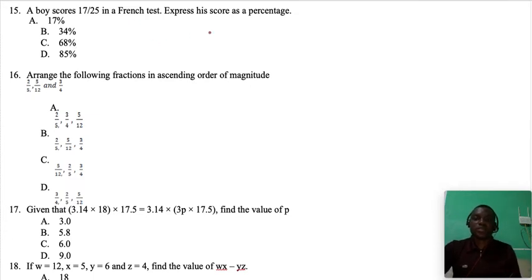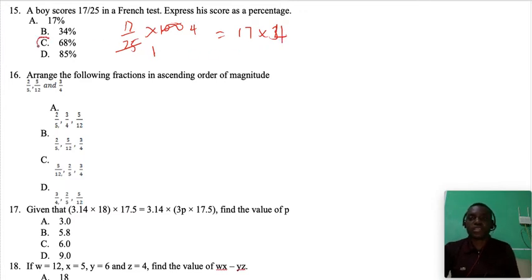Express his score as a percentage. If you express something as a percentage, it should be 17 over 25 times 100. 25 can go into 100 four times, so it will be 17 times 4, which gives us 68%. Then that is your answer.